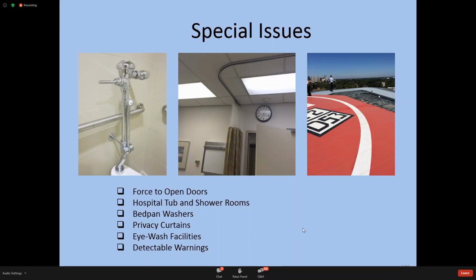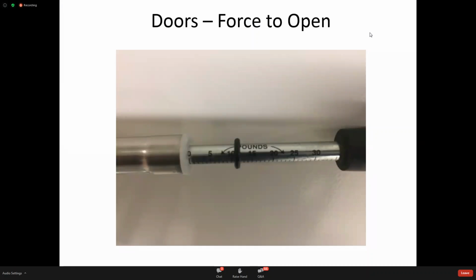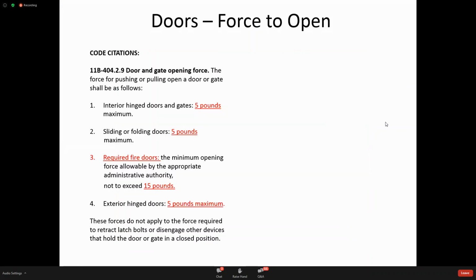Okay. So this, I think, is some of the most valuable stuff that we're going to talk about today. Not that the rest of it wasn't, but this is specific to healthcare, and there are some real issues that you've got to be aware of. So this first one is a force-to-open issue, and this may not be obvious to you all how big of a deal it is. So I want to explain this to you.